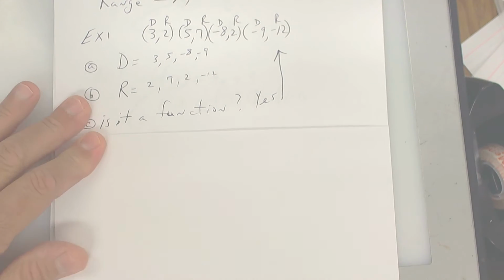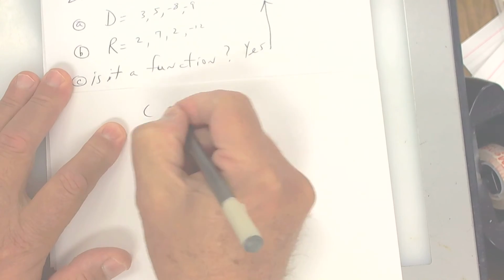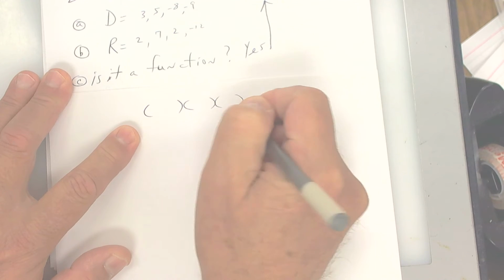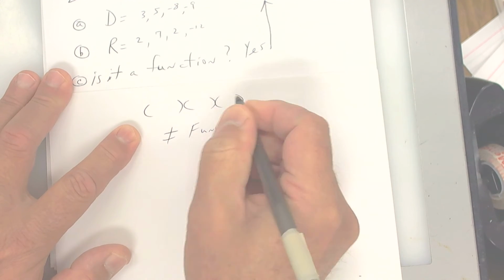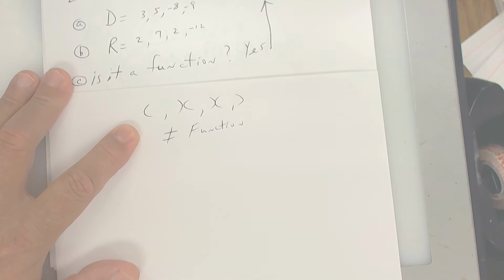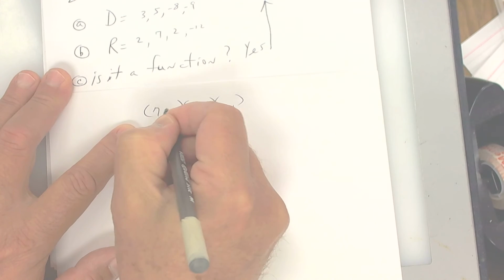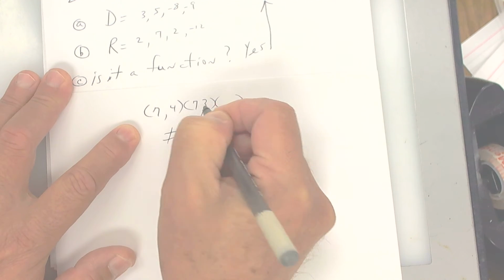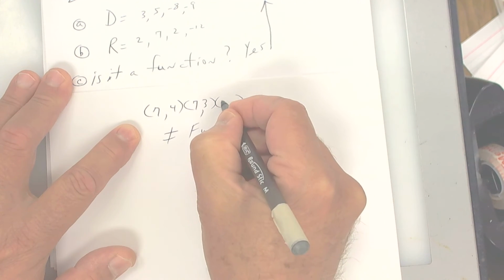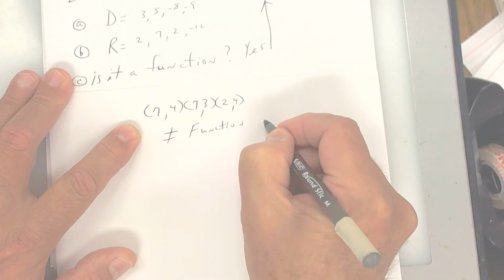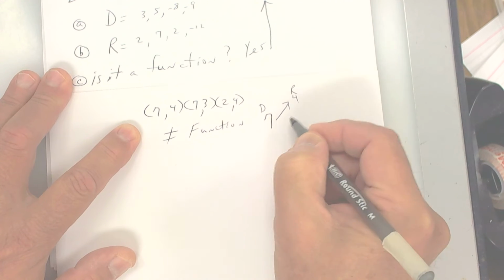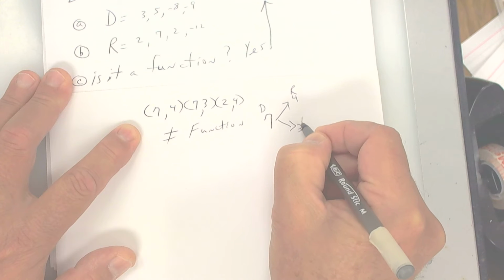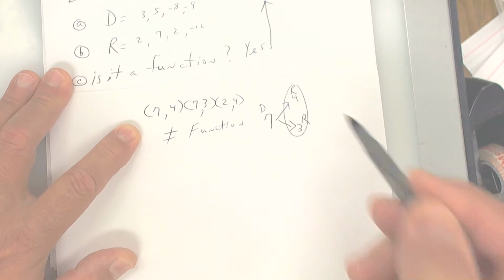Before I go on, can you write 3 points that would not be a function? I want you to try that right now. Give me 3 points that are not a function. Well, you could have a lot of things. You could have like 7 and 4 and 7 and 3. That right there violates a function. Okay? Because the 7, which is a domain, has a 4 as a range, and it also has a 3 as a range. And you can't have but one.